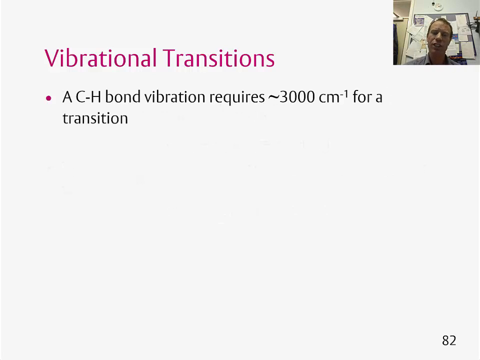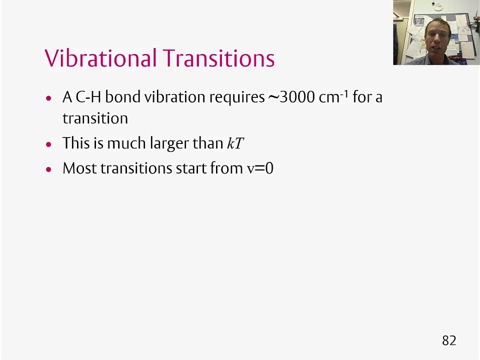Let's think about vibrational transitions and how many peaks we'd expect to get in a spectrum. If you think about a CH bond, they come at around 3000 centimetres to the minus 1 in an infrared spectrum. And 3000 centimetres to the minus 1 is much larger than kT at room temperature. Remember right back to the beginning of this course when we were thinking about kT at different temperatures as being a rule of thumb for how much energy is available. This means that at room temperature, most transitions will start from the ground vibrational state, so the state V equals 0.